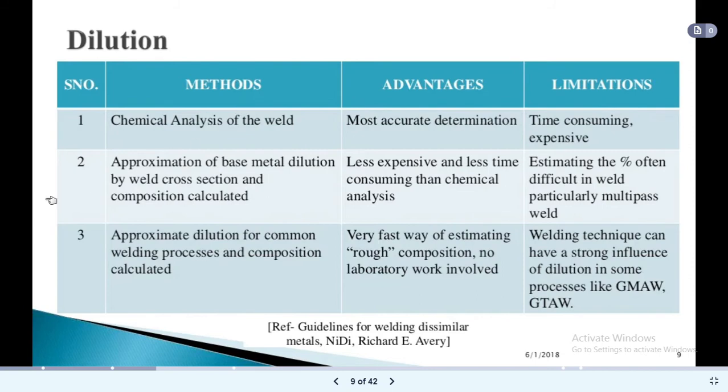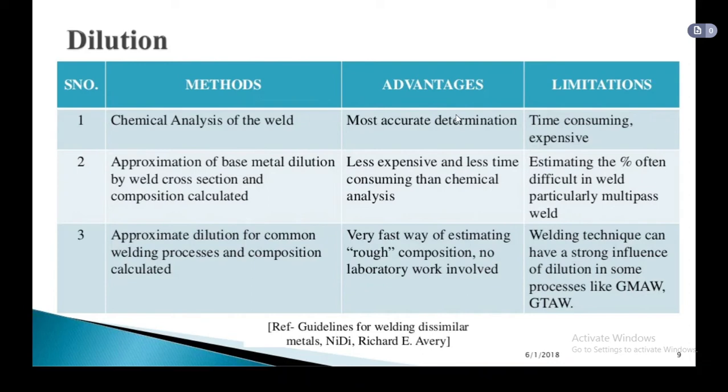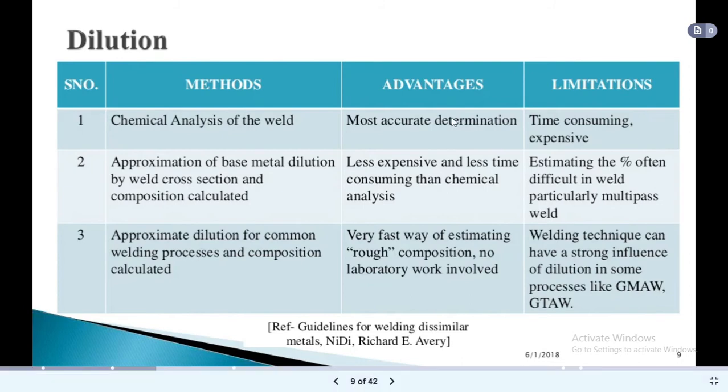See here, which method, advantages and limitations. Chemical analysis of the weld: when we do the chemical analysis of the weld, the advantage is that we get the most accurate determination, or more accurate information about the composition. What is the limitation? It is time consuming and expensive. Next, approximation of the base metal dilution by weld cross section and the composition calculation.